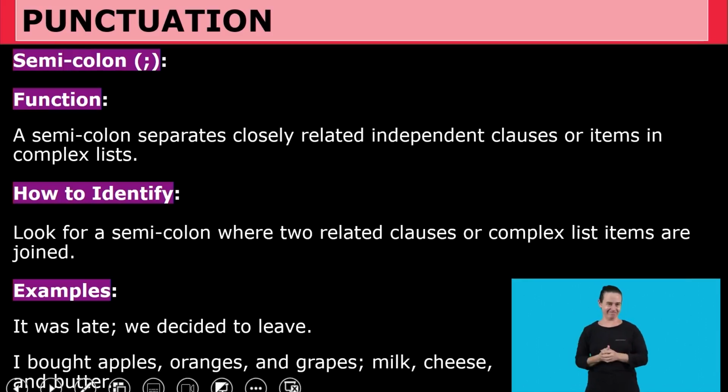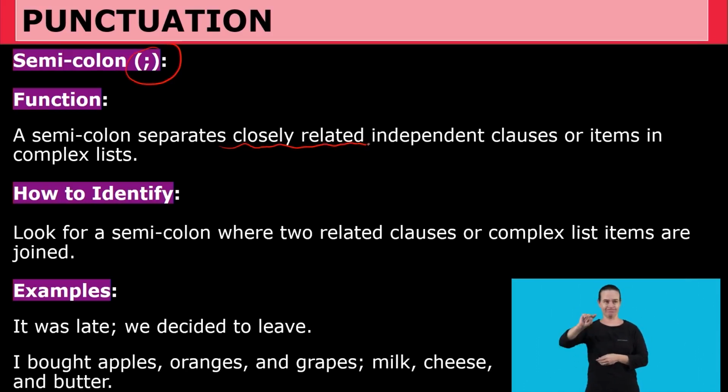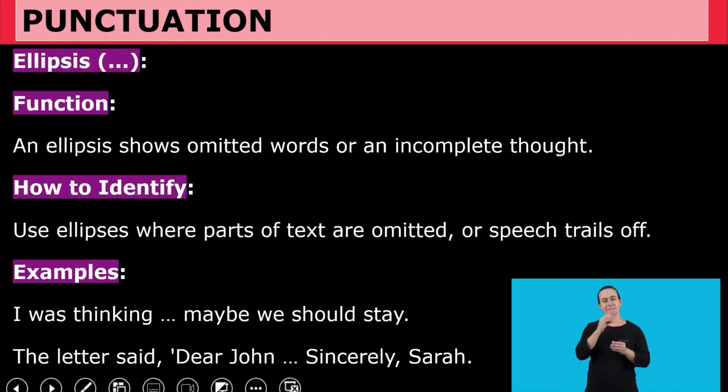Then the semicolon. Here you can see the semicolon. It separates closely related independent clauses or items in a complex list. Look for the semicolon where two related clauses or complex list items are joined. For example, it was late; we decided to leave. Or I bought apples, oranges, and grapes. There's the semicolon; milk, cheese, and butter, separating it in a complex list.